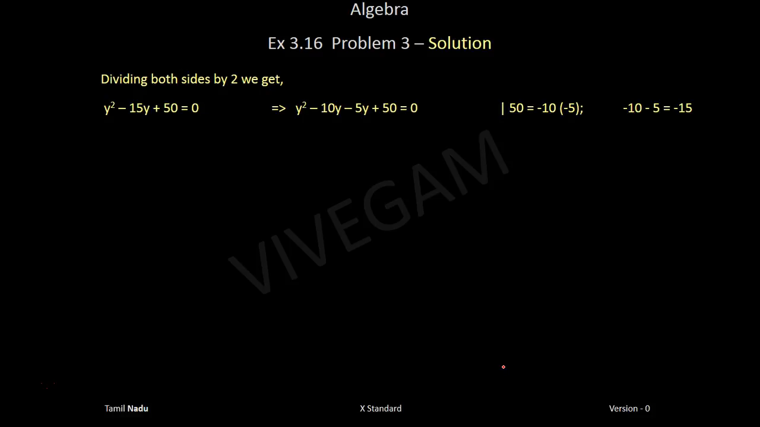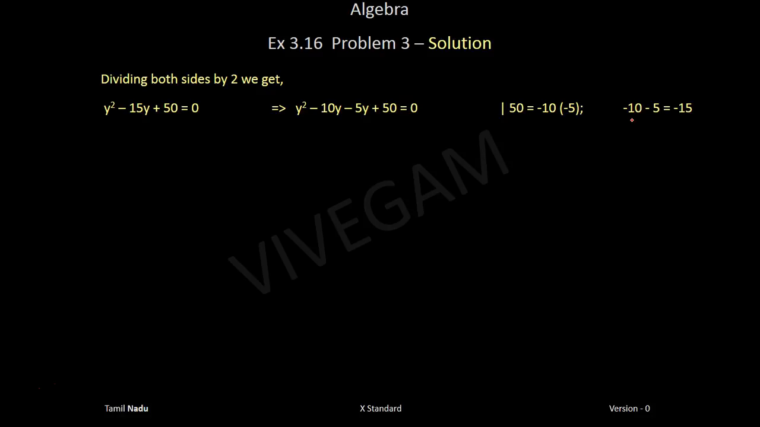Okay, I'm sorry, you can divide both sides by 2. So when you divide both sides by 2, you get y square minus 15y plus 50 equals 0. It's a good step. Otherwise, you will be involved with a lot of big numbers. Now 50 is a constant and the coefficient of y square is 1. So 50 must be split in such a way that you get 15. 50 is what? Minus 10 into minus 5. And minus 10 minus 5 is minus 15.